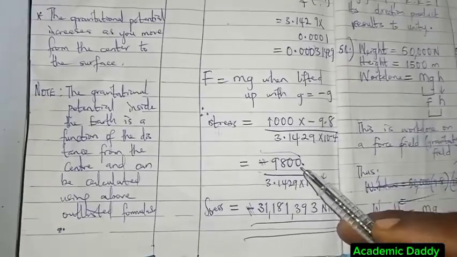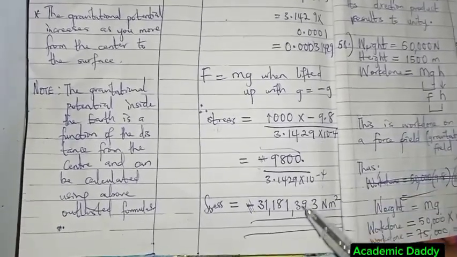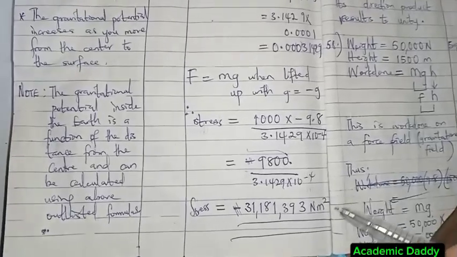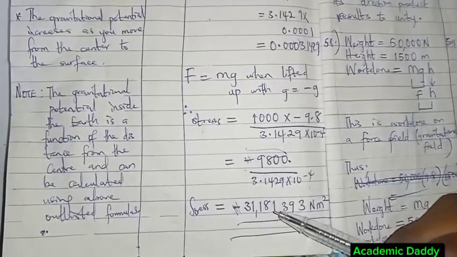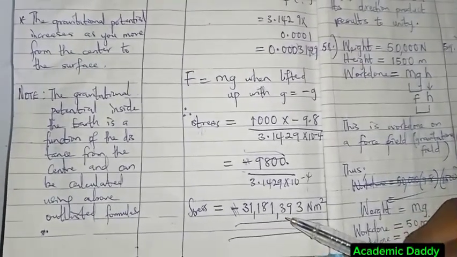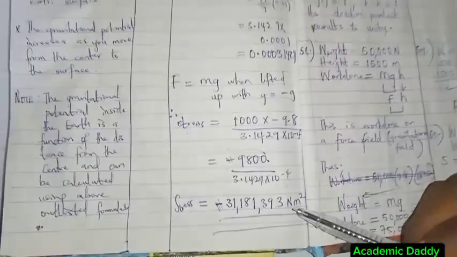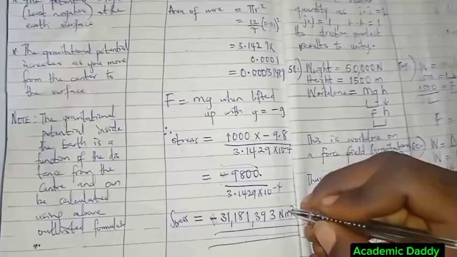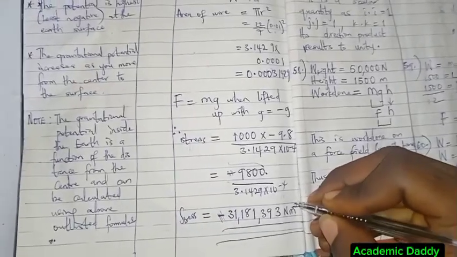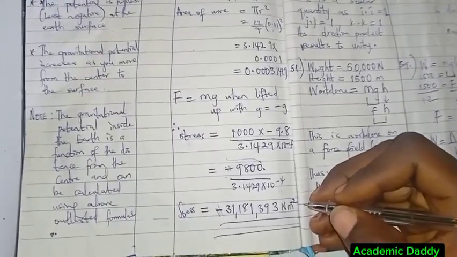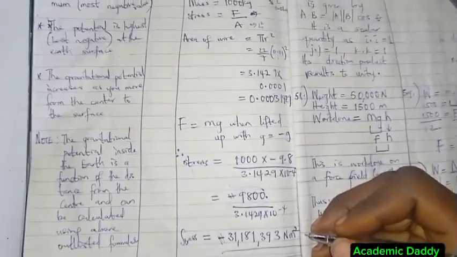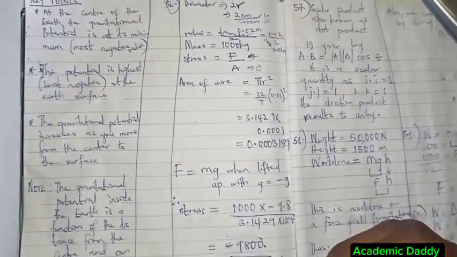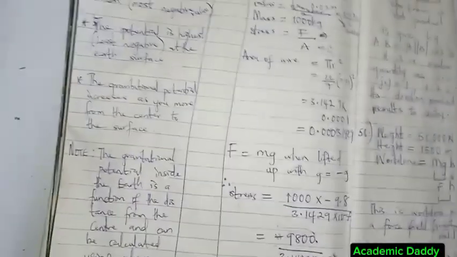So by the time you do the maths, divided by, you are getting 31 million, 181 thousand, 393 Newton per meter square. Sorry, it's supposed to be Newton per meter square. Alright, so let's move to the next question.